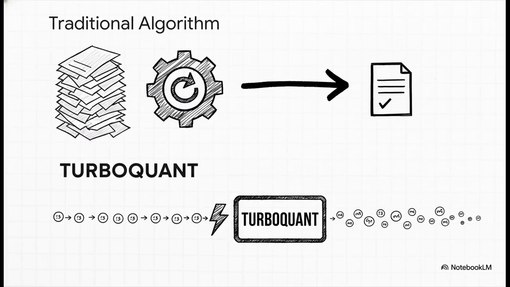And there's another huge advantage here. TurboQuant is what engineers call an online or data-oblivious algorithm. What that means in plain English is that it doesn't need to spend a ton of time studying a data set before it can work. It can just start compressing data on the fly instantly. And that is absolutely essential for any kind of real-time application.